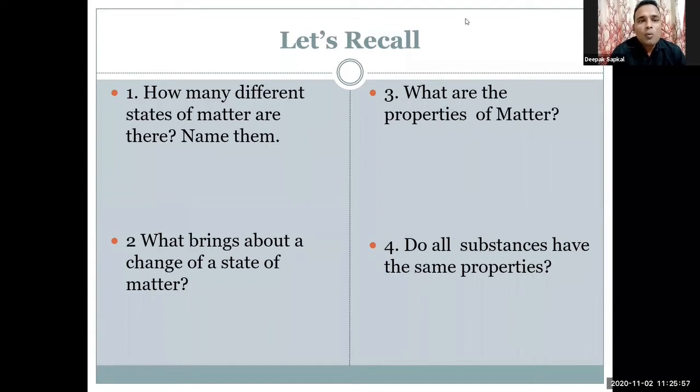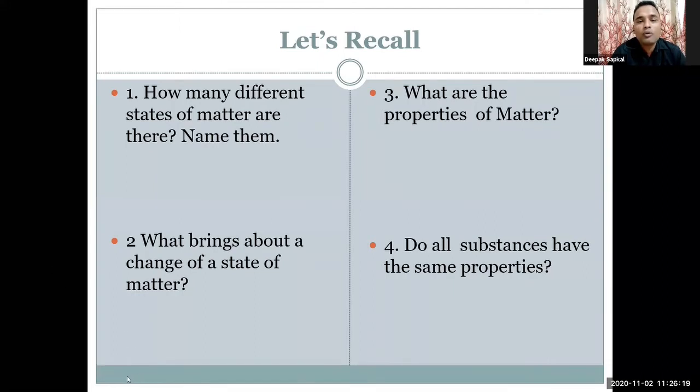The next question is: what brings about a change of state of matter? That means, because of what does a thing get converted into a different state? The answer is the temperature. When you provide heat to an ice cube, it gets converted into a liquid. Again, when you provide heat to the liquid, that means water, the water is converted into water vapor. The same thing, the change in state is just because of the temperature.